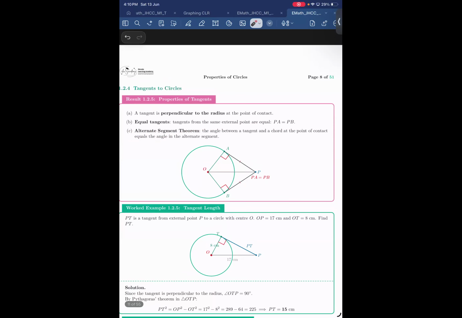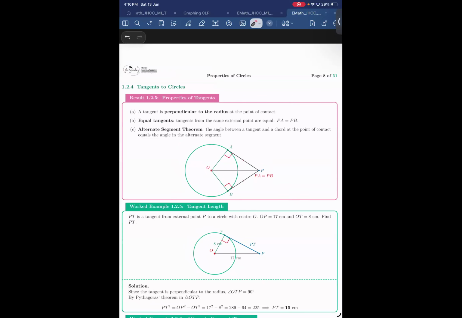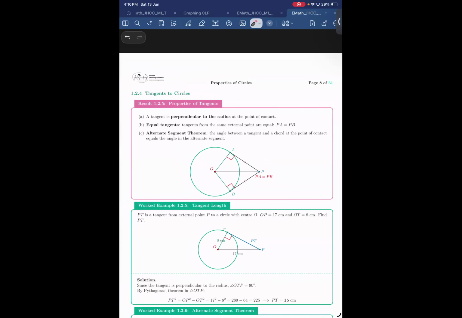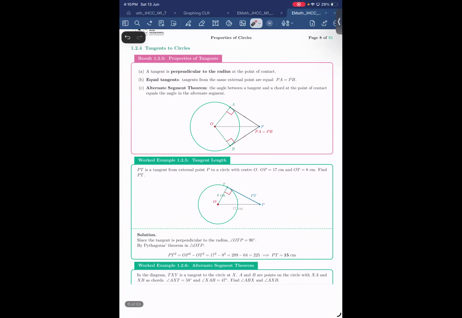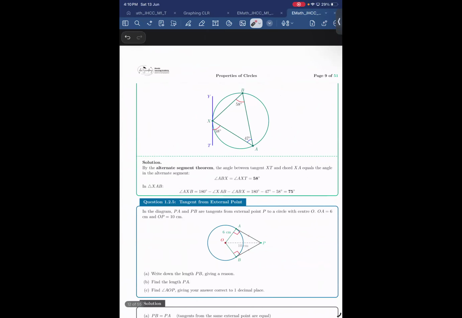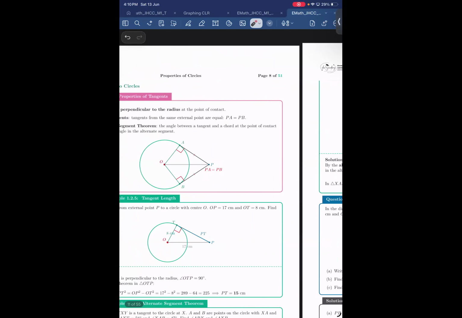So we see some quick examples. This one is not really anything to do with properties. Essentially just Pythagoras theorem. So here's 8, this is 17. So here will be 15, using Pythagoras theorem, 17 squared minus 8 squared. The other example, I will skip it because it's not too relevant.